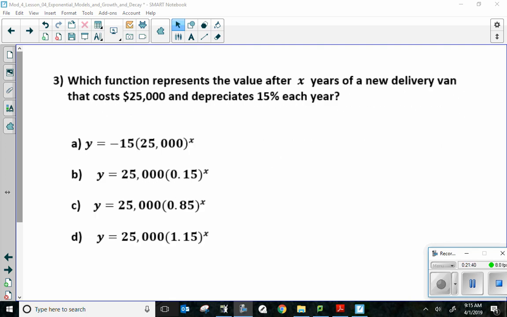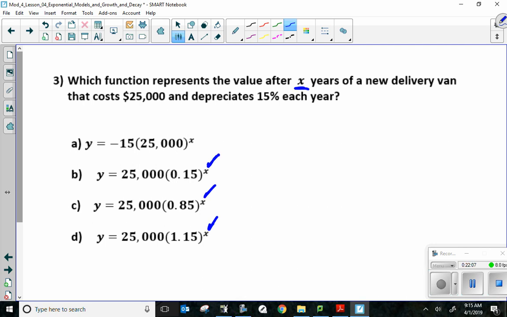If you'd like, you guys can try 3, 4, 5, and 6 on your own, because I'm about to do these right now, and see if you get them right. Number 3 says, which function represents the value after x years of a new delivery van that costs $25,000 and depreciates 15% each year? Oh, cake. x is my time, so that's going to be my exponent. Good. My initial amount is 25,000.